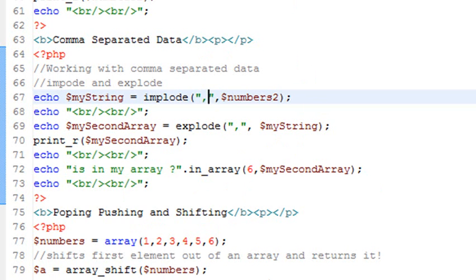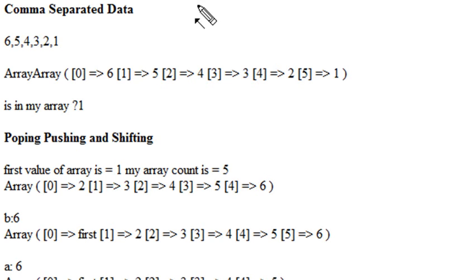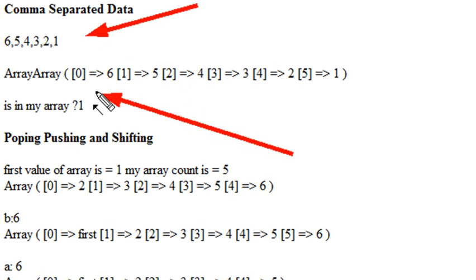So when you run the code, that string, 6, 5, 4, 3, 2, 1, separated by commas, is now stuck into an array, where the 0th key is 6, 1 is 5, 2 is 4, 3 is 3, 4 is 2, and 5 is 1. So it split everything up for me.